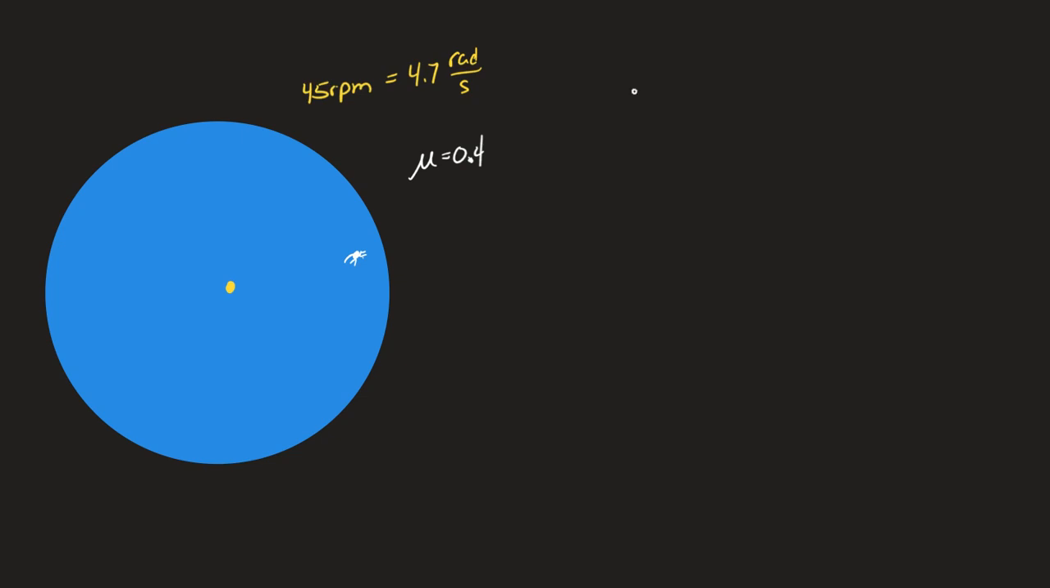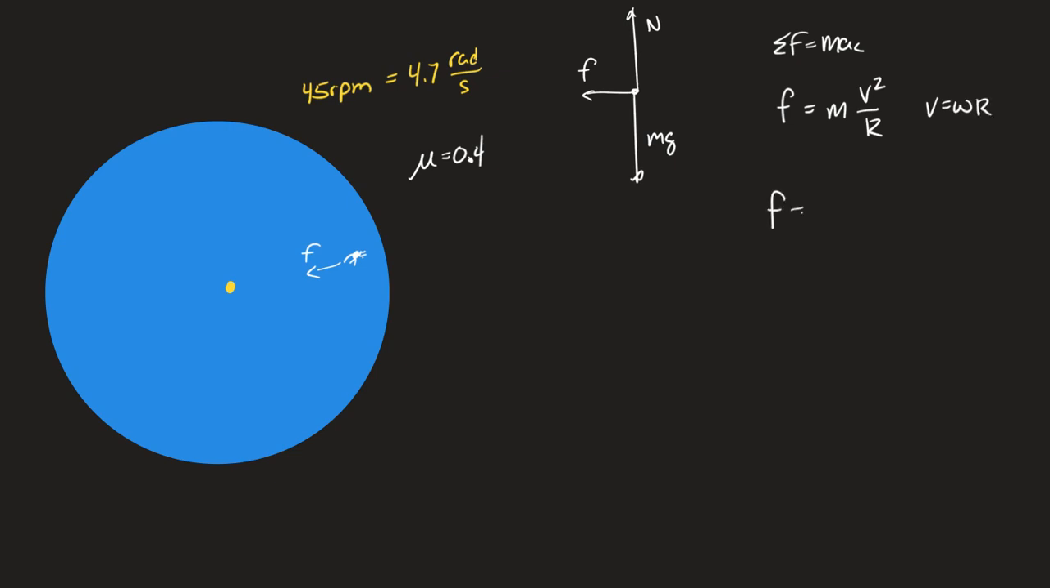There are 3 forces acting on the bug. There's friction, weight, and normal force. I'm drawing this from the side as if we're looking at the bug from the side, not from the top. The frictional force is this way. And it is the frictional force that is causing centripetal acceleration. So friction equals m v squared over r, but v is equal to omega times r. So we can write this as friction equals m omega squared times r.